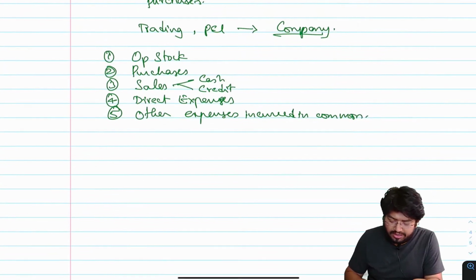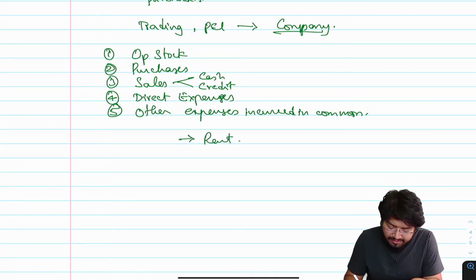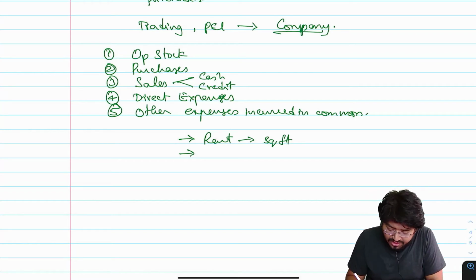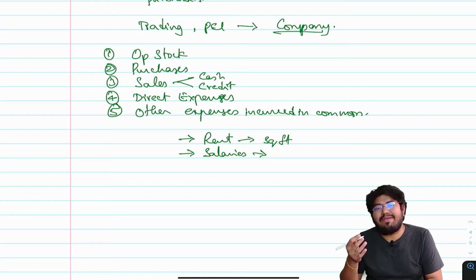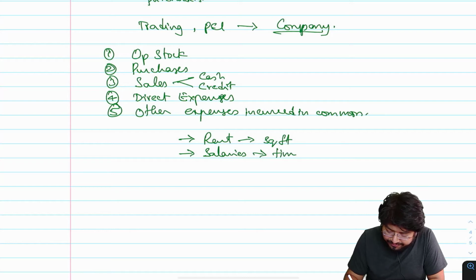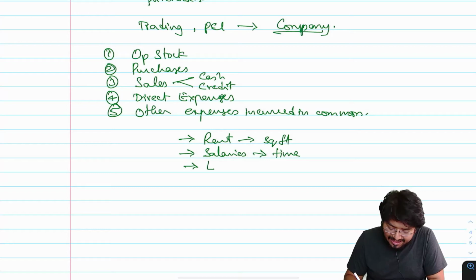Now what all expenses are incurred in common? Say for example, I have rent to be paid. Rent will be based on the square feet which I use. Or I have other expenses like salaries paid to employees, and the same staff are working in two different departments, in which case maybe I'll have to come out with a ratio of 50-50. Okay, time based I'll have to bring, or I may have various other expenses, electricity.